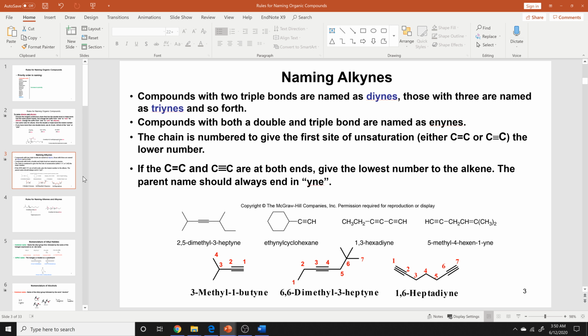But if it is not on carbon number 1, I have to mention which carbon it is on. So here it's a 3-heptyne. It tells me that the triple bond is on carbon number 3, and then you put your substituents in there.